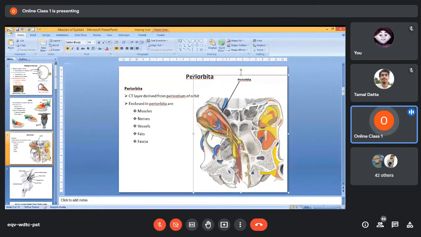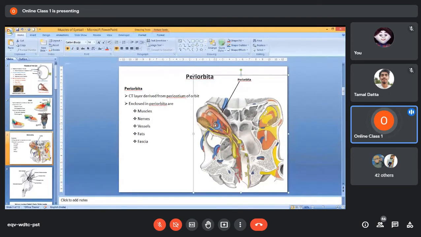The yellow color structures that you see here indicate nerves, various nerves are there. Then this blue color structure is a vein, and this red one, these are all muscles. What you see here is a gland, and this gland is the lacrimal gland. So all these structures, where do you find them? You find them inside the orbit.